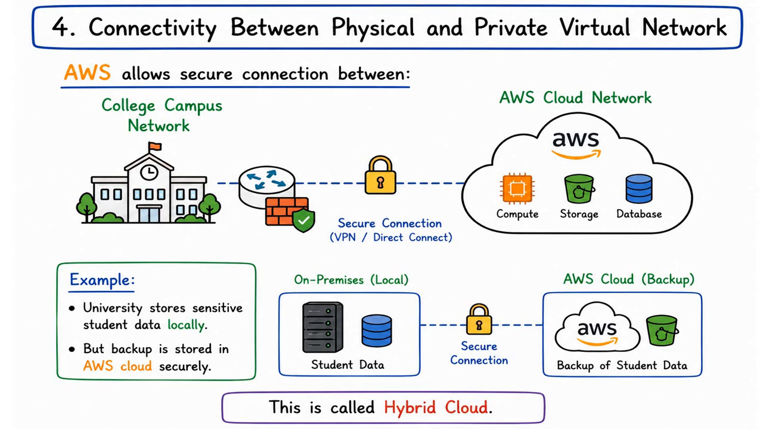So this is about the connectivity between the physical and the private virtual network, which is the fourth feature. We'll see the remaining four features in the next video.